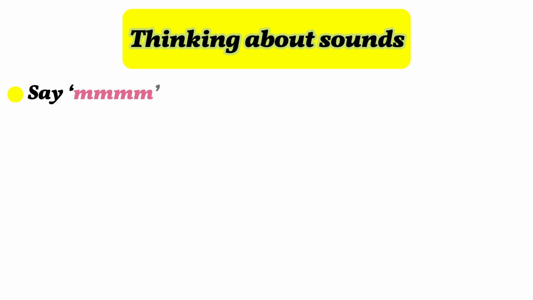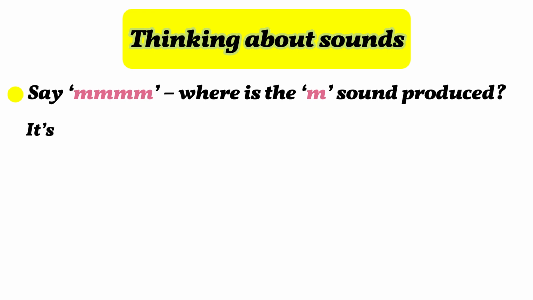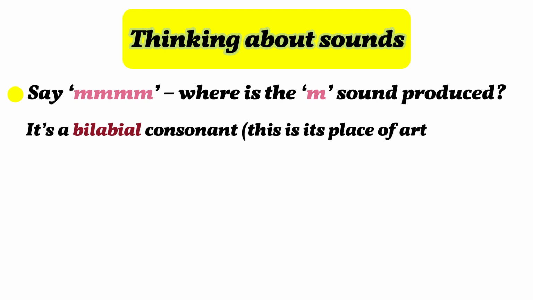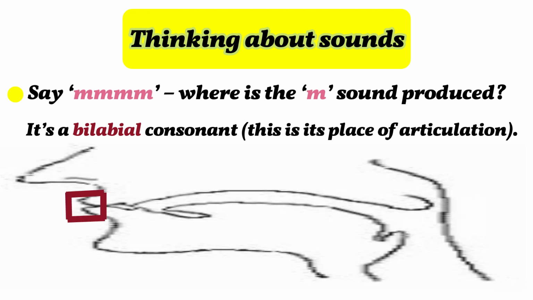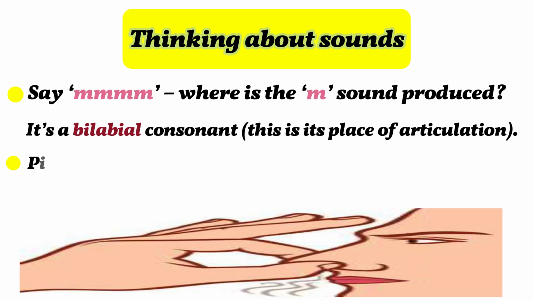1. Introduction. Thinking about sounds. This is an exercise or a practice I always use with my students, just to explain to them how sounds are produced. Look at this. Say M. Where is the M sound produced? Of course it is a bilabial consonant. This is its place of articulation. The two lips come together, they come close, and we say M. Now pinch your nose and see what happens.